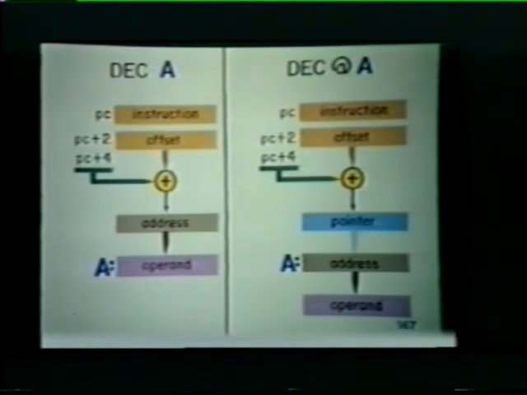Here we have 2 decrement instructions. The instruction at the left calls for the relative mode. In this case, the letter A is a label that identifies the location or relative address of our operand. The instruction at the right calls for the relative deferred mode. Notice the @ symbol. This symbol designates that we're using the deferred form of relative addressing. Consequently, the letter A is interpreted as a label that identifies the location where the address of the operand is stored.